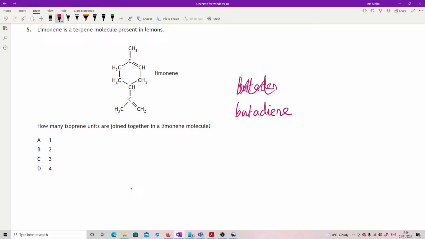Butadiene. 2-methyl-1,3-butadiene is an isoprene molecule. The important thing is here we've got but, and that's 4. So let's have a look here. 1, 2, 3, 4.